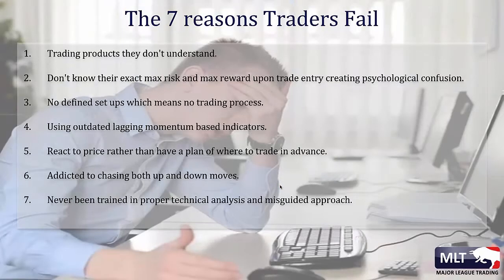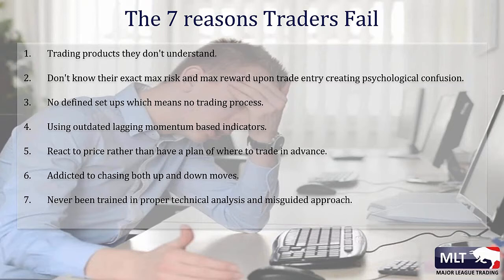There's 7 reasons traders fail. They trade products they don't understand. They don't know their exact max risk and their exact max reward upon trade entry, creating psychological confusion. I can't tell you how many times when I first started trading that I would get in a trade and kind of freeze. I would have a plan. I would think where I knew I wanted to exit, but then the option price would maybe either drop quicker than I anticipated, and you kind of freeze.